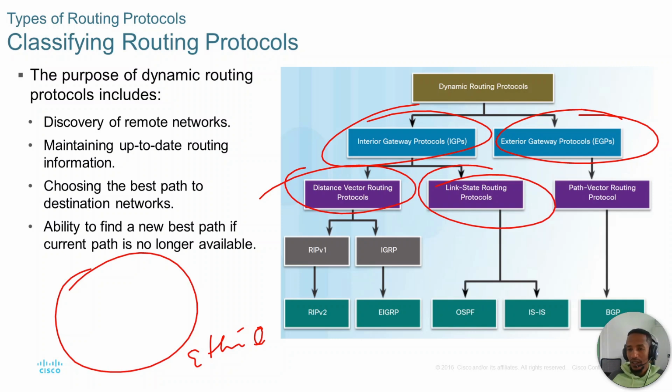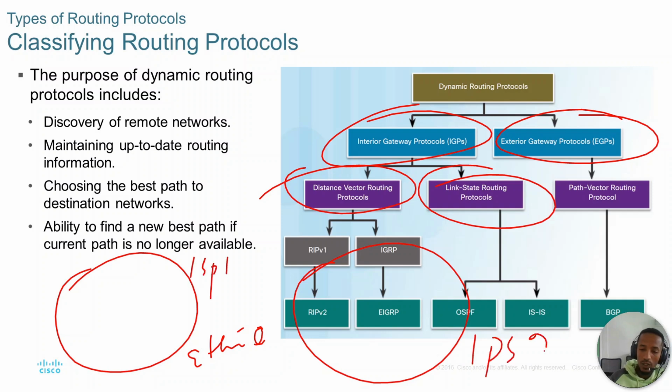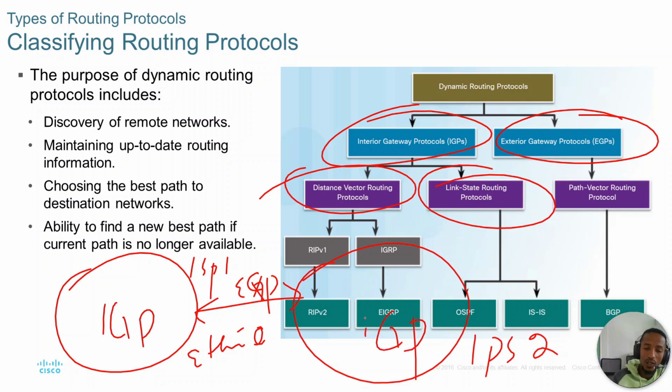If it is an exterior gateway protocol, you have two different, let us say, internet service providers, ISPs. This is ISP1, and this is ISP2, internet service provider 2. Usually they will be connected using the exterior gateway protocol. This is the exterior gateway protocol, but this one is an interior gateway protocol, and this one is also an interior gateway protocol. Whenever you connect two different interior gateway protocols, we use the exterior gateway protocol. One example of an exterior gateway protocol is the Border Gateway Protocol.